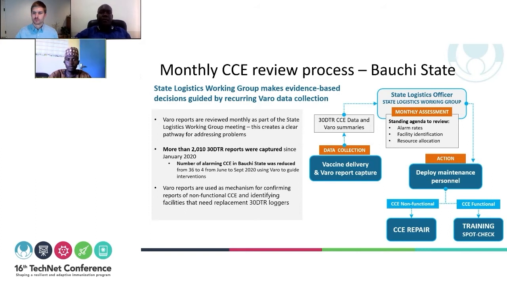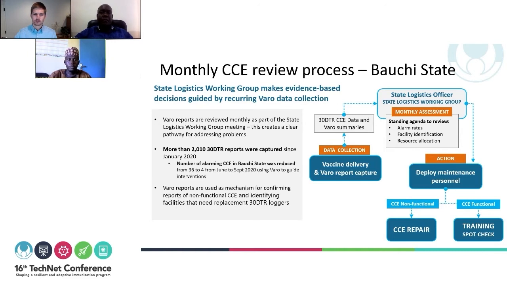After that, the state logistic officer and the other team analyze the data and discuss the findings from the VARO reports. The next necessary actions to be taken depend on the analysis from the VARO assessment and the meeting. Some of the actions taken include deployment of technicians to repair non-functional CCE that were found due to the VARO reports, or deployment of human resources to conduct spot checks and find out the actual causes of the persistent alarm rate from the CCE, and also to provide on-the-job training.